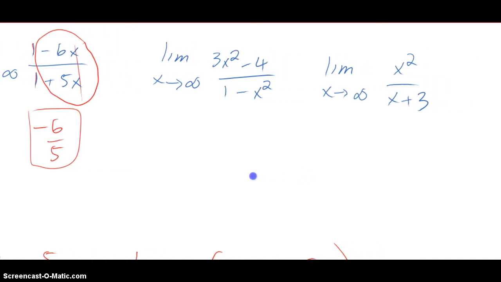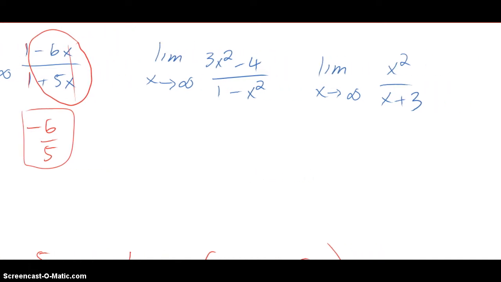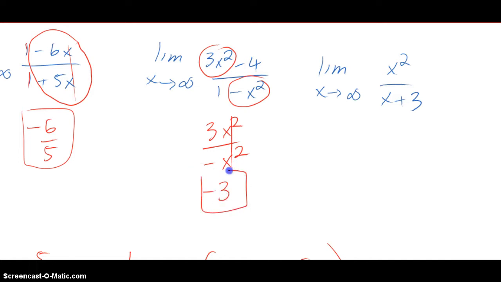Next one along is same kind of strategy. Think about the most dominant terms in the top and the bottom, okay? That's the most dominant in the top, and that's the most dominant in the bottom. And when we write 3x squared over negative x squared, and we reduce that, well, the x squareds cancel, and we're going to be left with negative 3.